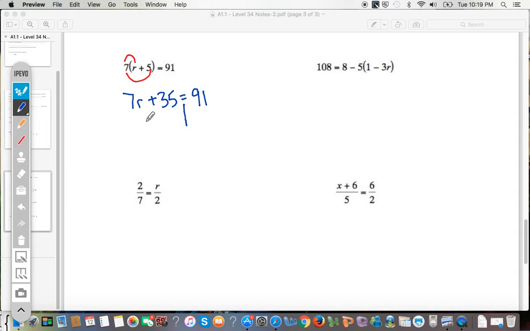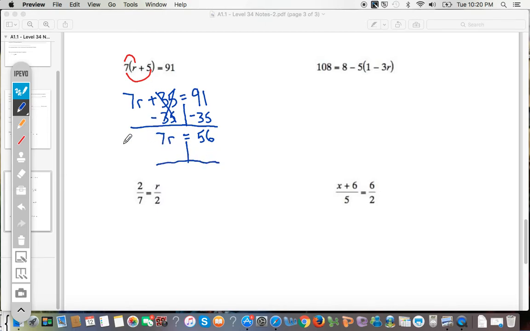So, get that r by itself, isolate it. Subtract 35 on this side, subtract 35 on this side. So 35 minus 35 is 0. So I have 7r equals 91 minus 35. 91 minus 35 would be 56 positive. Okay.